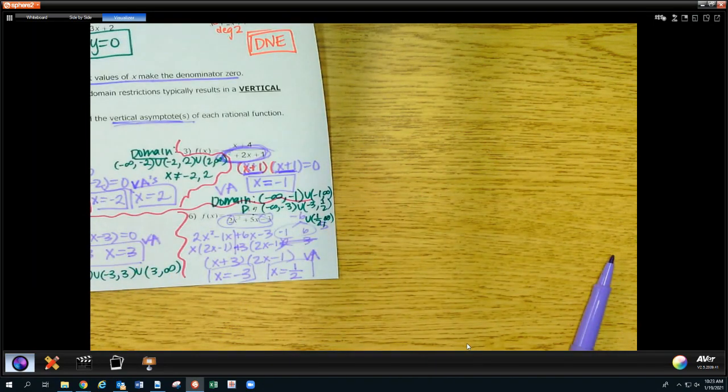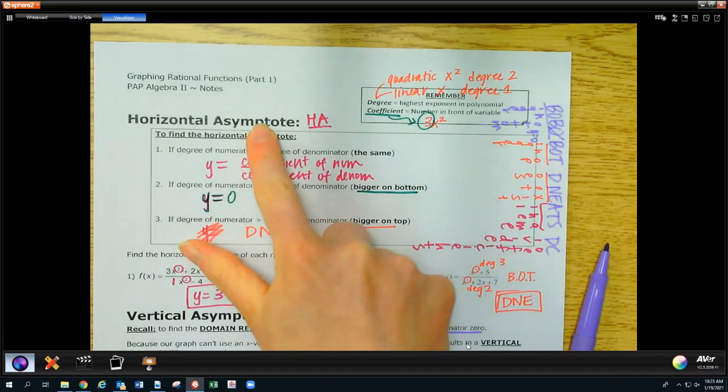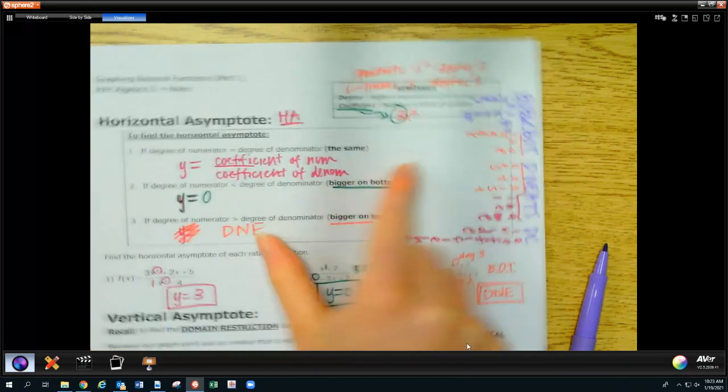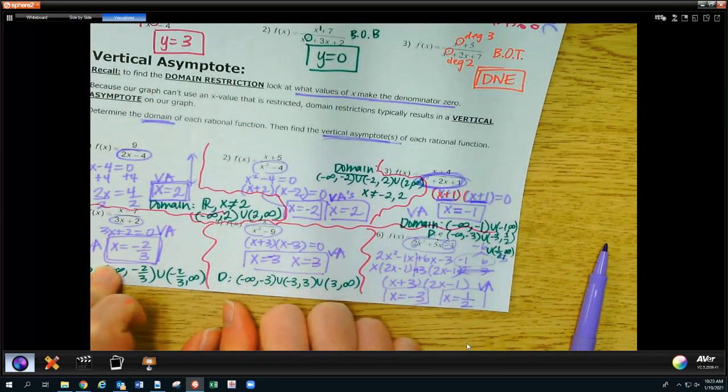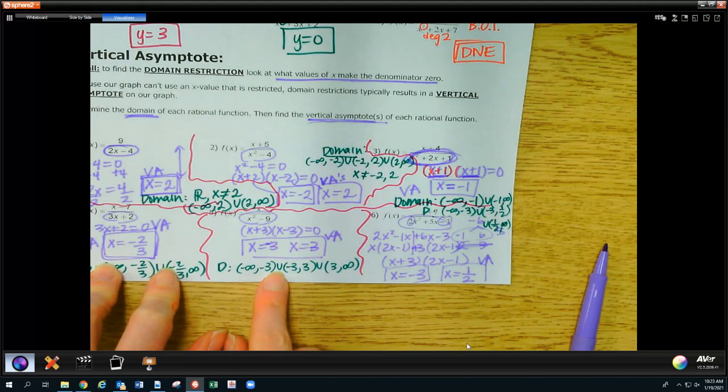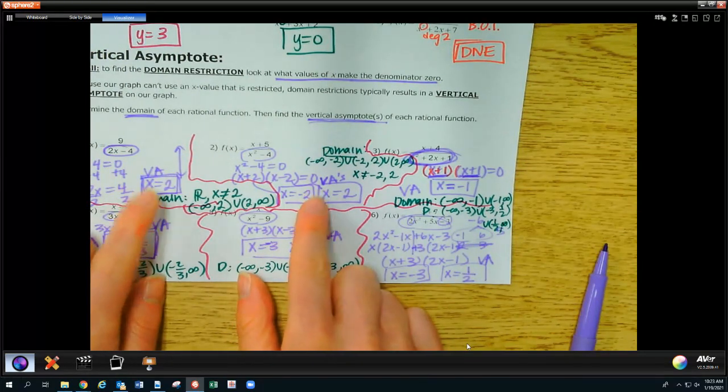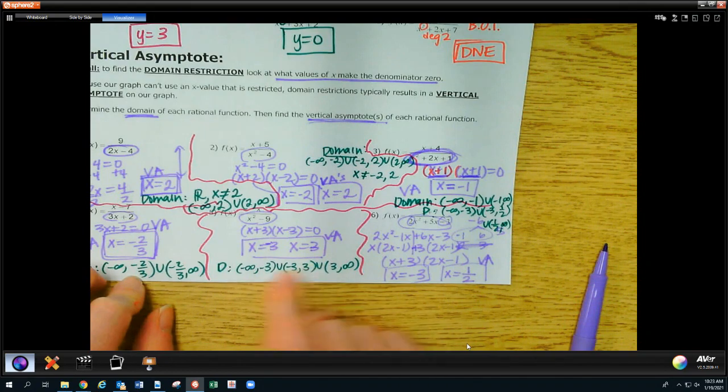Okay, so that is how you find the horizontal asymptote. You use a funny acronym. And then for the vertical asymptote, you set the bottom equal to 0. And then in green, we found the domain, because once you have the vertical asymptote, you have your domain restrictions. You know exactly what to skip over.